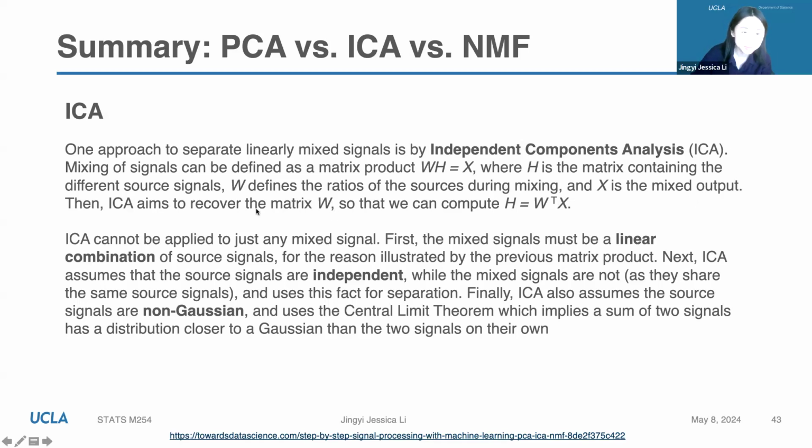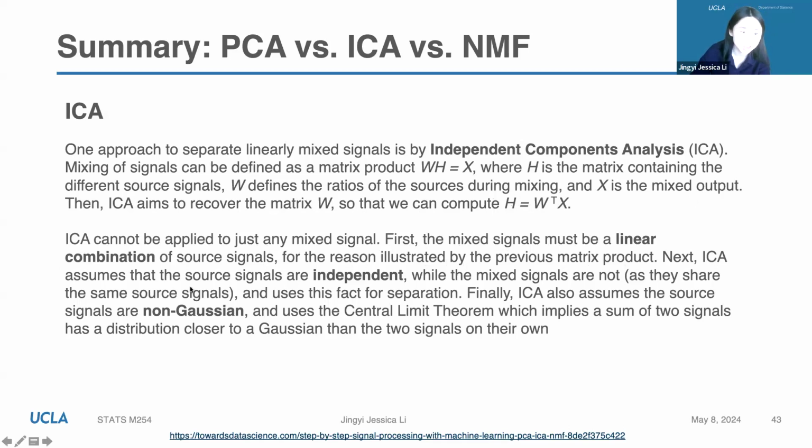Then ICA aims to recover the matrix W so that we can compute H as W transpose X. The same thing we have for NMF for the projection. Here we call this reconstruction because H is the original source. ICA cannot be applied to just any mixed signal. First, the mixed signals must be a linear combination of source signals, for the reason illustrated by the previous matrix product.